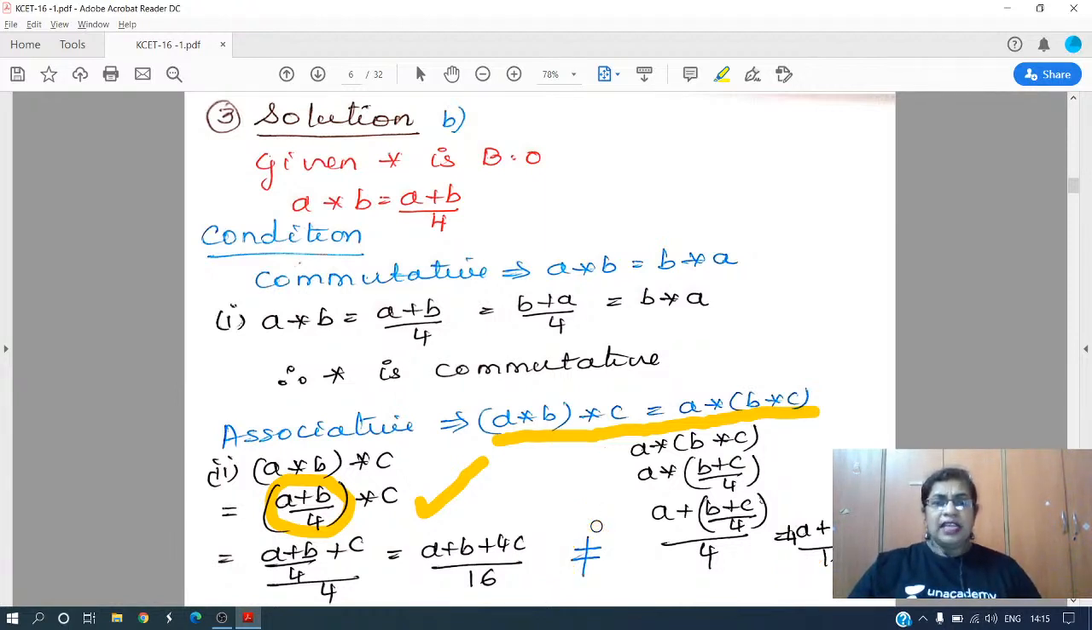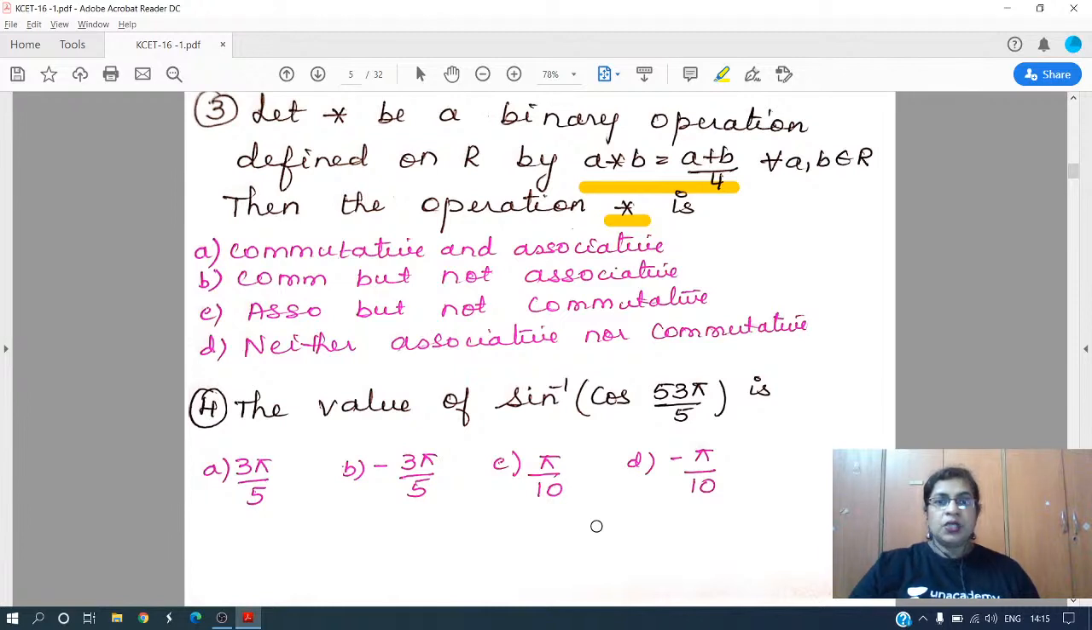Okay, so let us see which option satisfies. It is nothing but the B option. Clear? So here we have the B option, that is nothing but commutative but not associative. Hope the third question is clear. Yes. Now let us go to the fourth question.